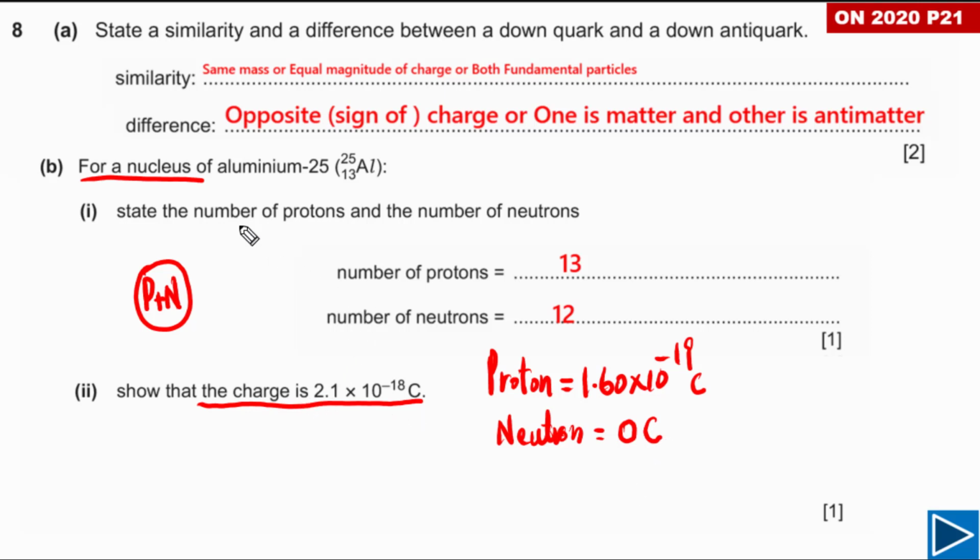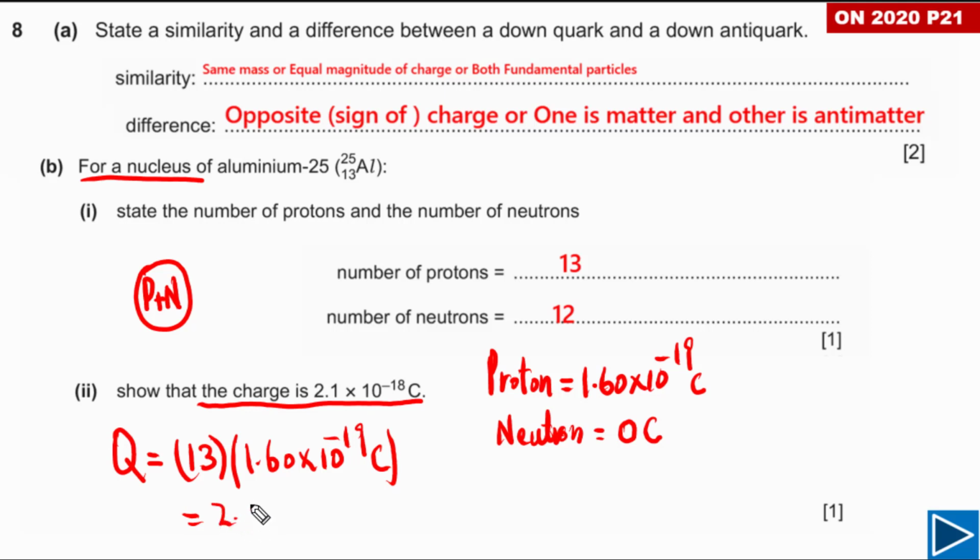We need to find the charge on the nucleus. For that purpose, we simply need to understand the total charge Q. This will be equal to the number of protons, and in this case we have 13 protons, multiplied by the charge on a single proton. If we multiply this, we get our final answer, which is 2.1 times 10 to the negative 18 coulombs. So this is the answer.